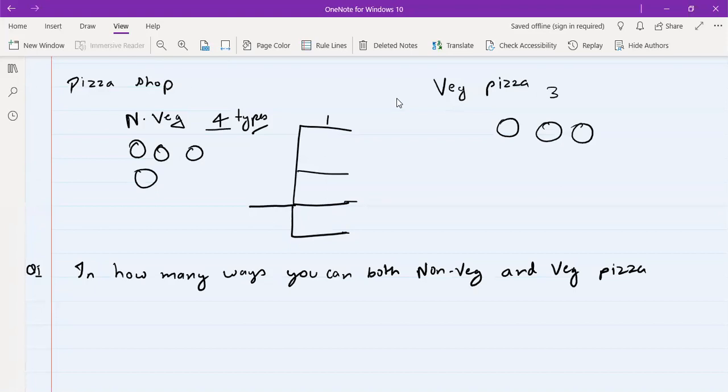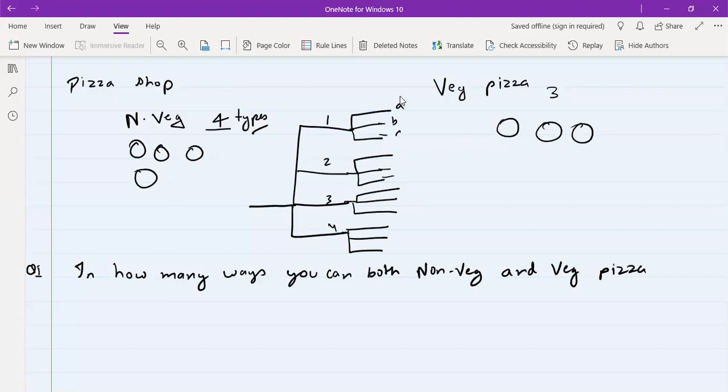So this is pizza type 1, pizza type 2, pizza type 3, pizza type 4. Now suppose you choose one pizza. For this option, how many options do you have for veg pizza? 3 options. And for this also, again 3 options. Now tell me, what is the total number of options here?